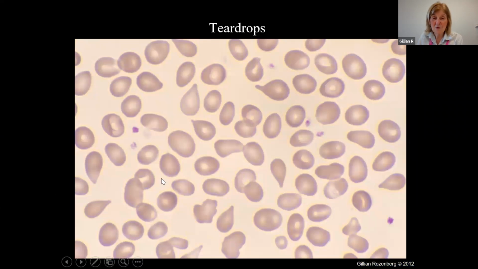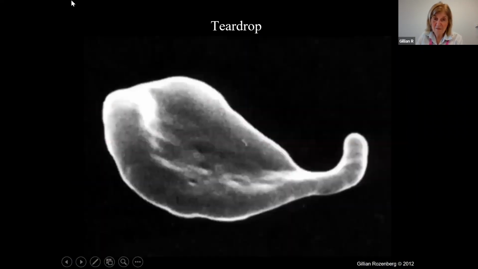And this is in fact a film of somebody with myelofibrosis. I haven't included the white cells in this case, just to show you the teardrop-shaped red cells. These are the teardrops that I'm pointing to. And here's the teardrop red cell under the electron microscope.